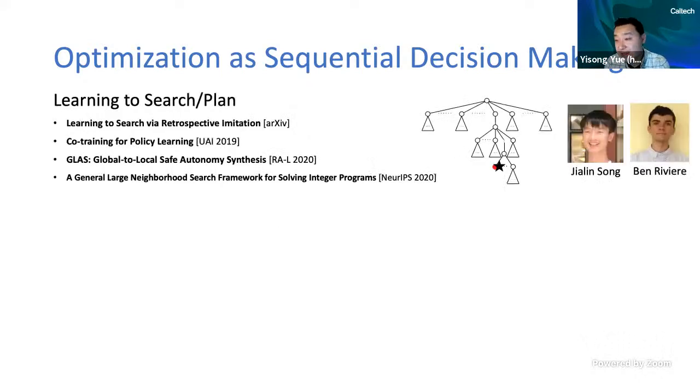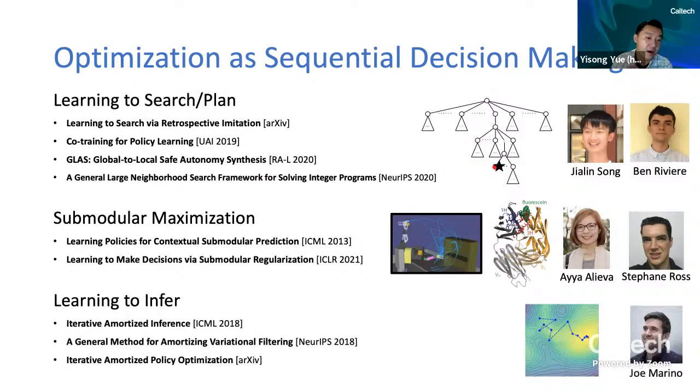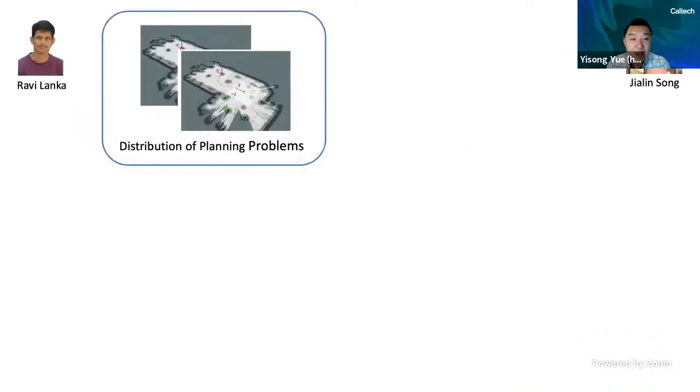And so we've studied this idea in a few different contexts, such as learning to search or learning to plan, learning for submodular maximization, which can also be applied to things like experiment design, like protein engineering, and learning to infer, where if you have a continuous optimization problem, like often arises in deep generative models with variational inference, how do you actually speed that up? In the interest of time, I'll just give you a few highlights from the first section on learning to search and learning to plan. And so here's the basic idea.